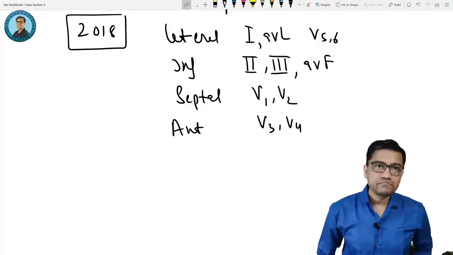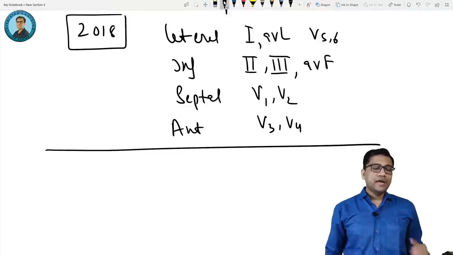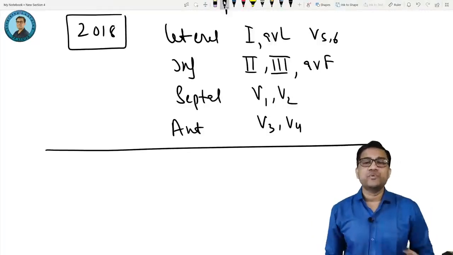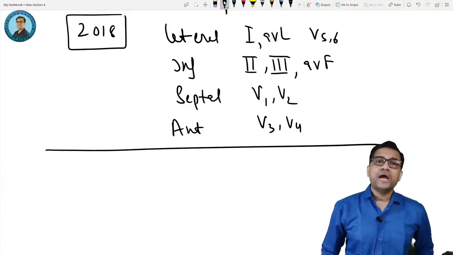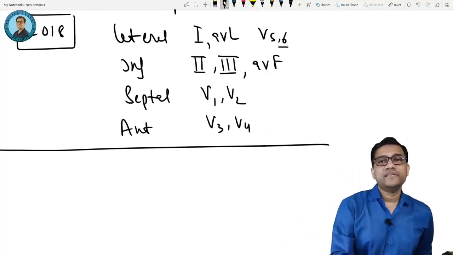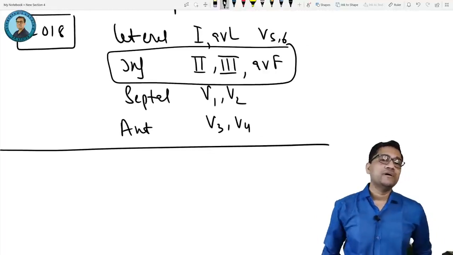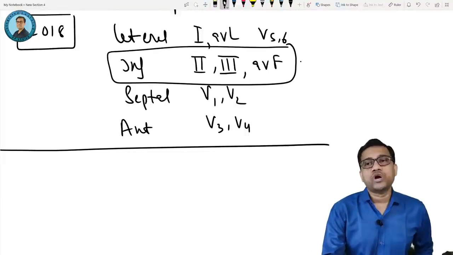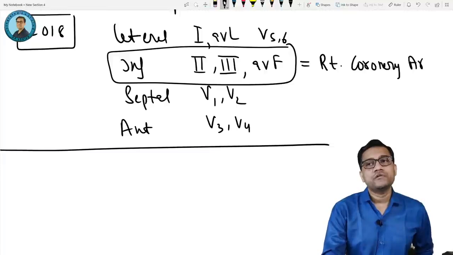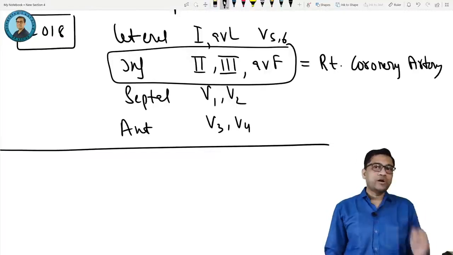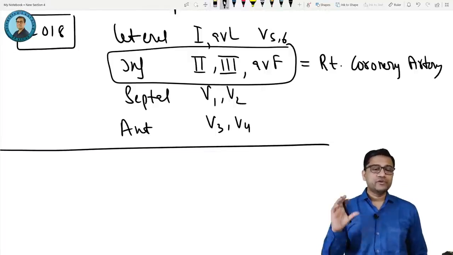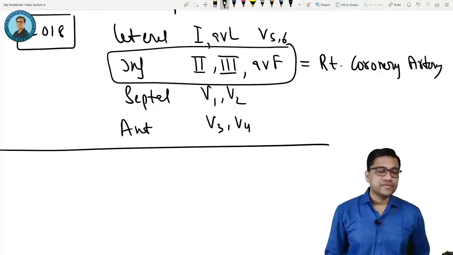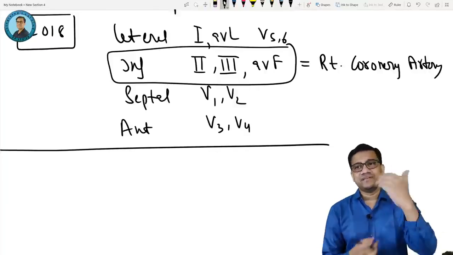Done? Okay. Now, what is the importance of everything? I will come to it very soon. Clear? And remember one thing, the inferior leads are basically showing an area which is at the bottom. And they are supplied by the right coronary artery. So who supplies this inferior wall infarct? Basically the right coronary artery. So don't forget this: right coronary artery is the case. The rest, the descending etc., I'll tell later.